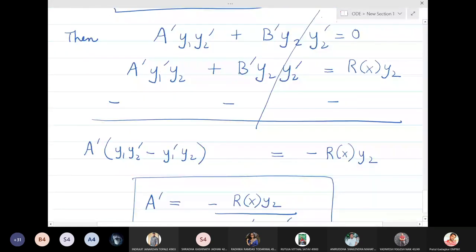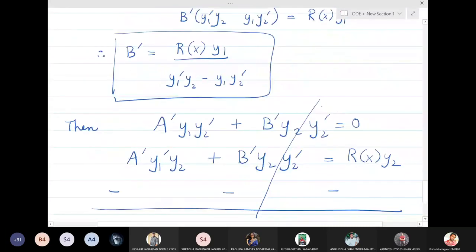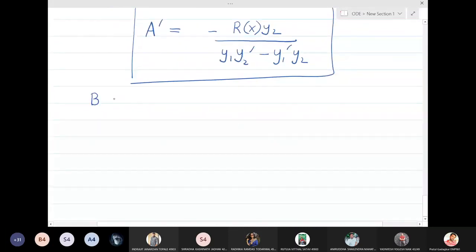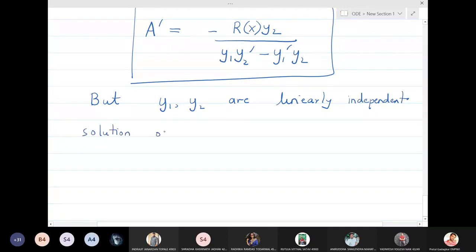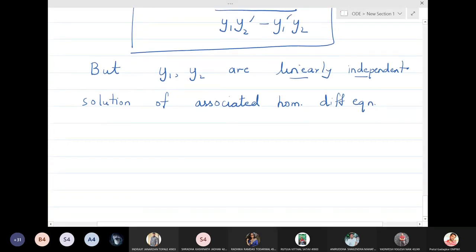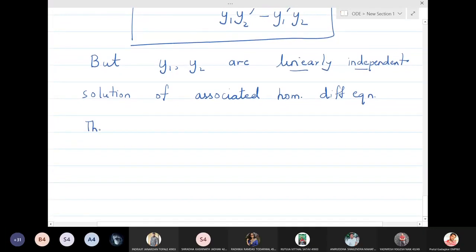Now what do we know about y1 and y2? y1 and y2 are linearly independent solutions of the associated homogeneous differential equation, right? Now, since they are linearly independent, what we know from our first or second lecture is that if two functions are linearly independent, then their Wronskian is not zero.